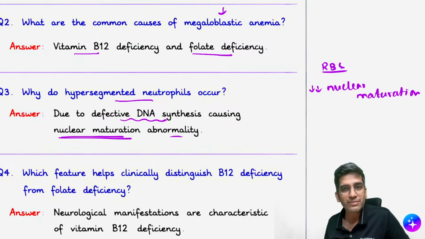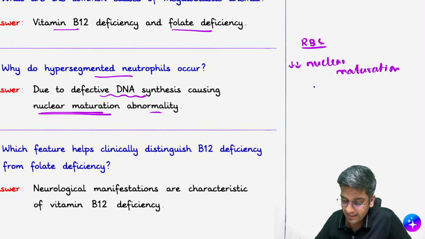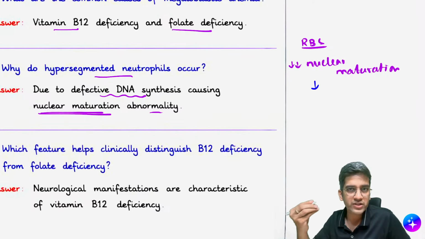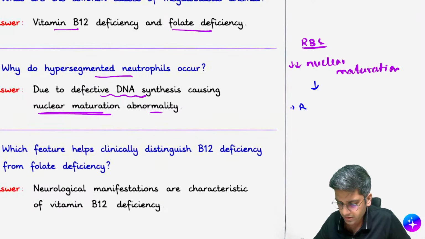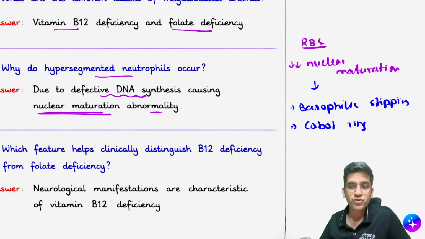So there are possibilities for me to retain some of them, right? If I retain the nucleus, nuclear maturity defect means nuclear fragments can be retained. One of the best examples for that is basophilic stippling. Basophilic stippling will be present here. That's a nuclear maturation defect, right? At the same time, you'll have Cabot rings. That's a nuclear maturation defect. So the stippled RBCs are defects in nuclear maturation, right?